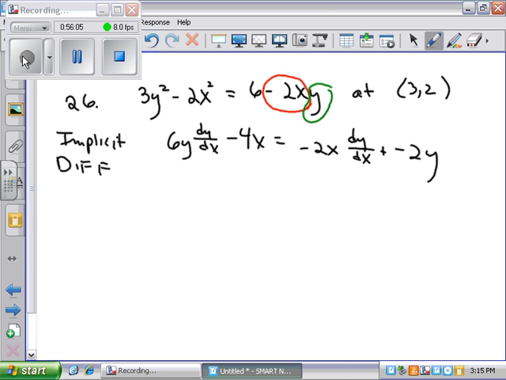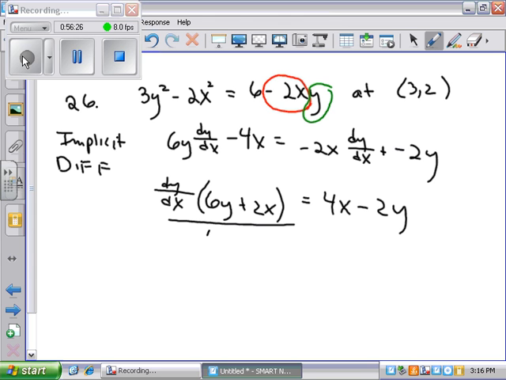You get all your dy/dx terms on one side, and you can pull it out at the same time, and move all the terms without a dy/dx to the other side. So over here we would have a 6y, it would be plus 2x when you moved it. On the other side, when you move the 4x, it'd be positive 4x minus 2y. We divide.